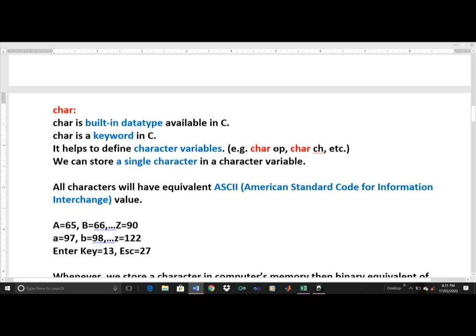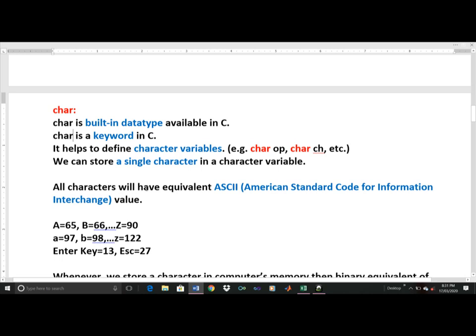Why did I name this character variable OP, do you know? I would like to store an operator like plus, minus, multiplication, division. In this variable I would like to store a single character. That's why I named this variable CH. We can store a single character in a character variable. To define character variables we use the char data type.